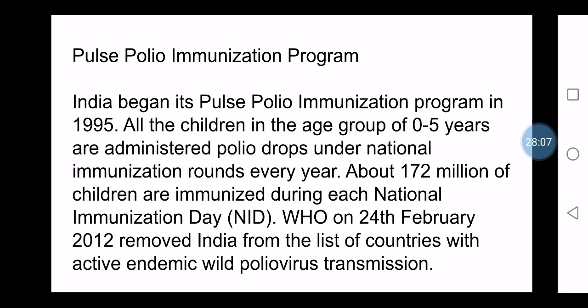So we know that all over India, all the children below 5 years get immunized. WHO on 24th February 2012 removed India from the list of countries with active endemic wild polio virus transmission. So from 24th February 2012 onwards, India is free from the list of countries under the WHO. That means we are free from endemic wild polio virus transmission, and we don't have active endemic wild polio virus transmission from 2012 onwards.